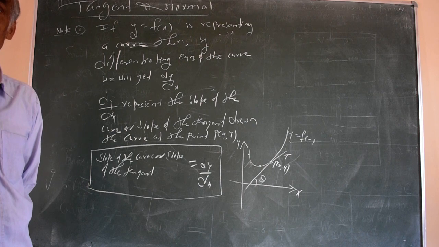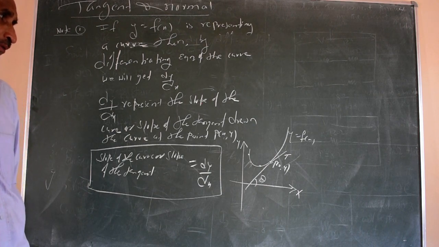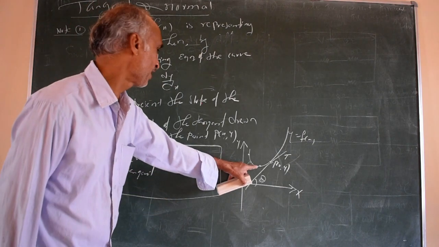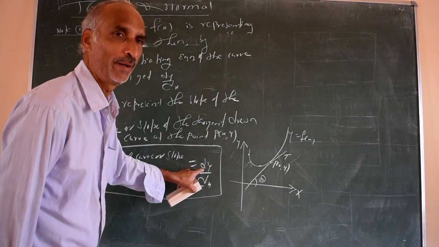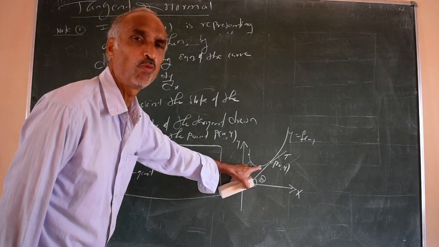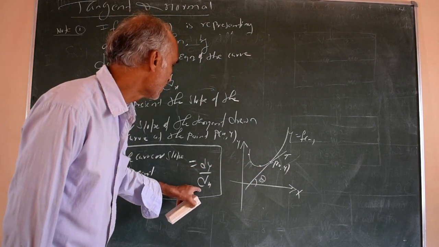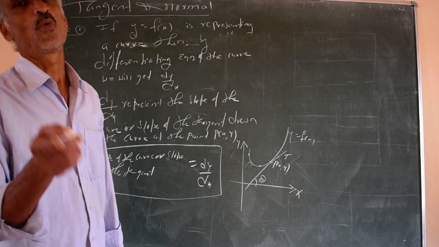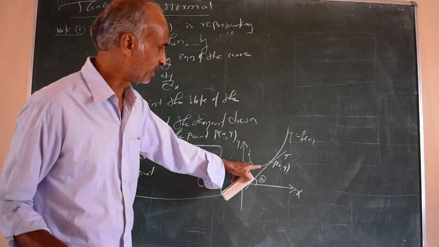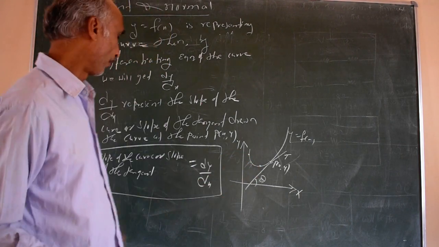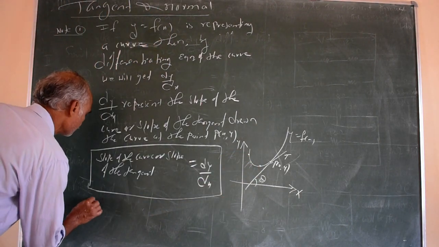Get the slope of a curve or tangent at exactly one point. That point's coordinate is to be substituted in dy by dx. Suppose here x is 1, y is 2. In dy by dx, x is taken as 1, y is taken as 2. We get exactly the slope of the curve at that point.